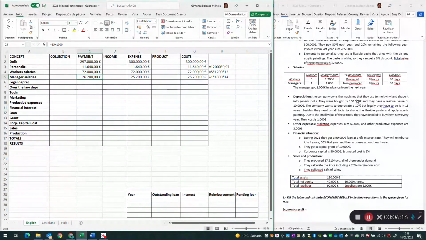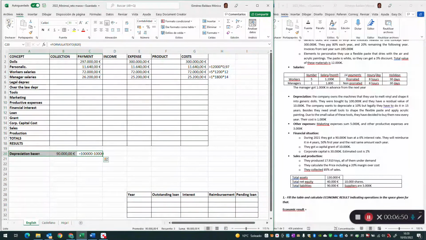So you cannot include them here with this 100,000 to do a common depreciation base. You should do two different depreciation bases: one for the machines and another one for these little tools, okay? Because you cannot apply the 10% and the 15 years to these tools because they only last 1 year. So you need two different depreciation bases in case you go on that side, okay? But we're going to solve it as it is, as you should have solved it.